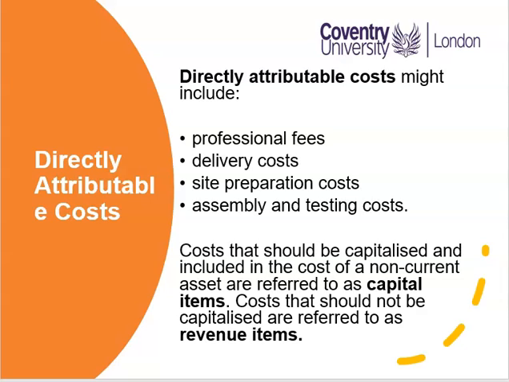Costs that should be capitalized and included in the cost of a non-current asset are referred to as capital items. On the other hand, costs that should not be capitalized are referred to as revenue items. Such costs are expensed, in other words, written off to profit and loss.